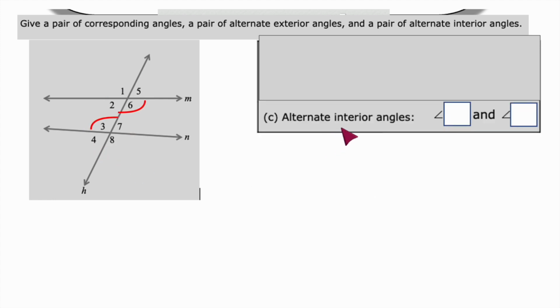And the last one is alternate interior angles. So now I'm just moving inside the lines. I have 6 and 3 because they're on alternate sides, but inside. Or I could do 2 and 7. So lots of different options there, but that's kind of the beginnings of parallel lines and a transversal. I hope that helped, and I will see you in the next video.